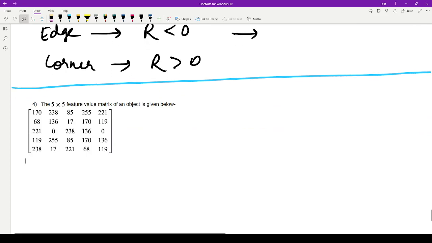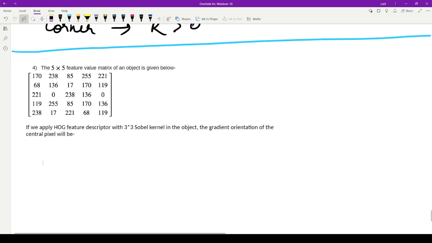So you are given a 5 cross 5 feature matrix, and then you have to apply the HOG feature descriptor with a 3 cross 3 Sobel kernel. So again, Sobel is the high pass filter or the kernel which computes the gradient. The gradient orientation of the central pixel will be what? Okay. So how to solve this? First we need to know how the Sobel kernel looks like. Anyone?